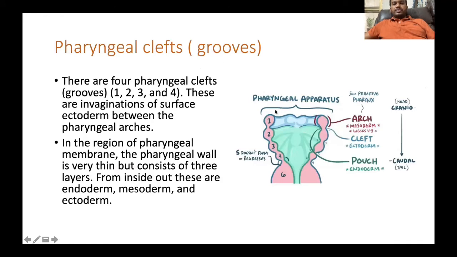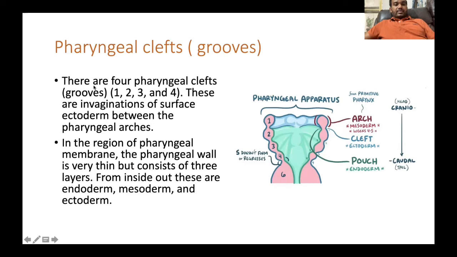Coming to the pharyngeal grooves. Till now we have discussed the pharyngeal pouches, which are on the inner side, lined by the endoderm of the primitive pharynx. The outer side of the primitive pharynx is lined by the ectoderm. Between two arches you see a cleft on the outer side, called the pharyngeal cleft or pharyngeal groove.